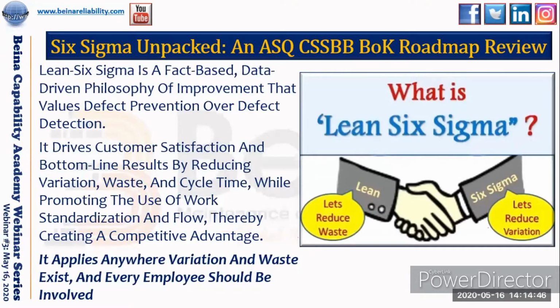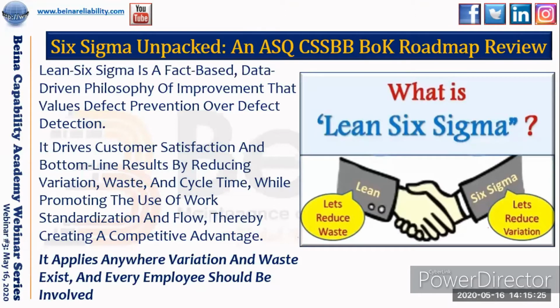Now, what then is Lean Six Sigma? Over the years, the gap between Lean and Six Sigma has narrowed to some extent, where we now have a single word sometimes that can be used to describe the two, and that's Lean Six Sigma. So Lean Six Sigma is defined as a fact-based, data-driven philosophy of improvement that values defect prevention over defect detection. So we are not just detecting errors, we are not just detecting variation in the process, we are also preventing. Prevention is key in Lean Six Sigma.